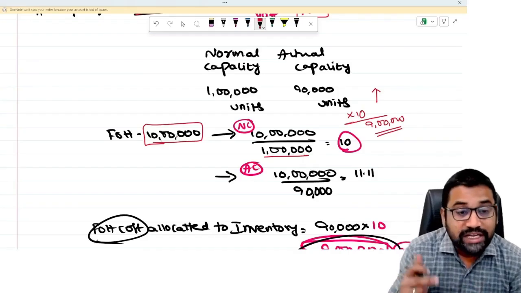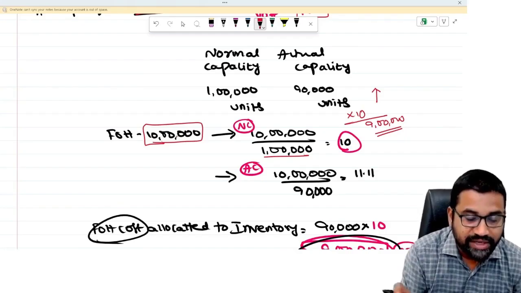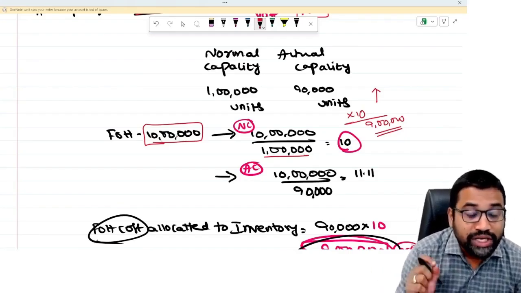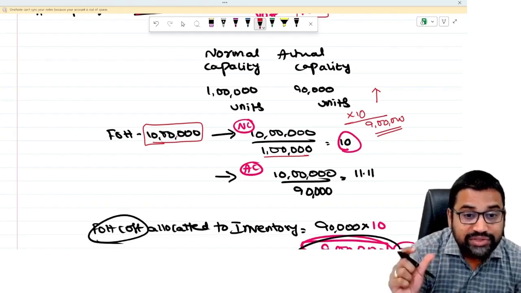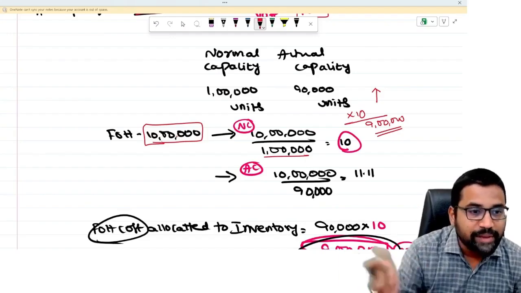That means that 9 lakhs is what? Absorbed, allocated fixed overheads in the production cost, in the inventory. Unallocated fixed overhead cost is 1 lakh. What we need to do? We need to treat that unallocated fixed overhead cost as a period cost. So normal expenses which we debit to P&L account.